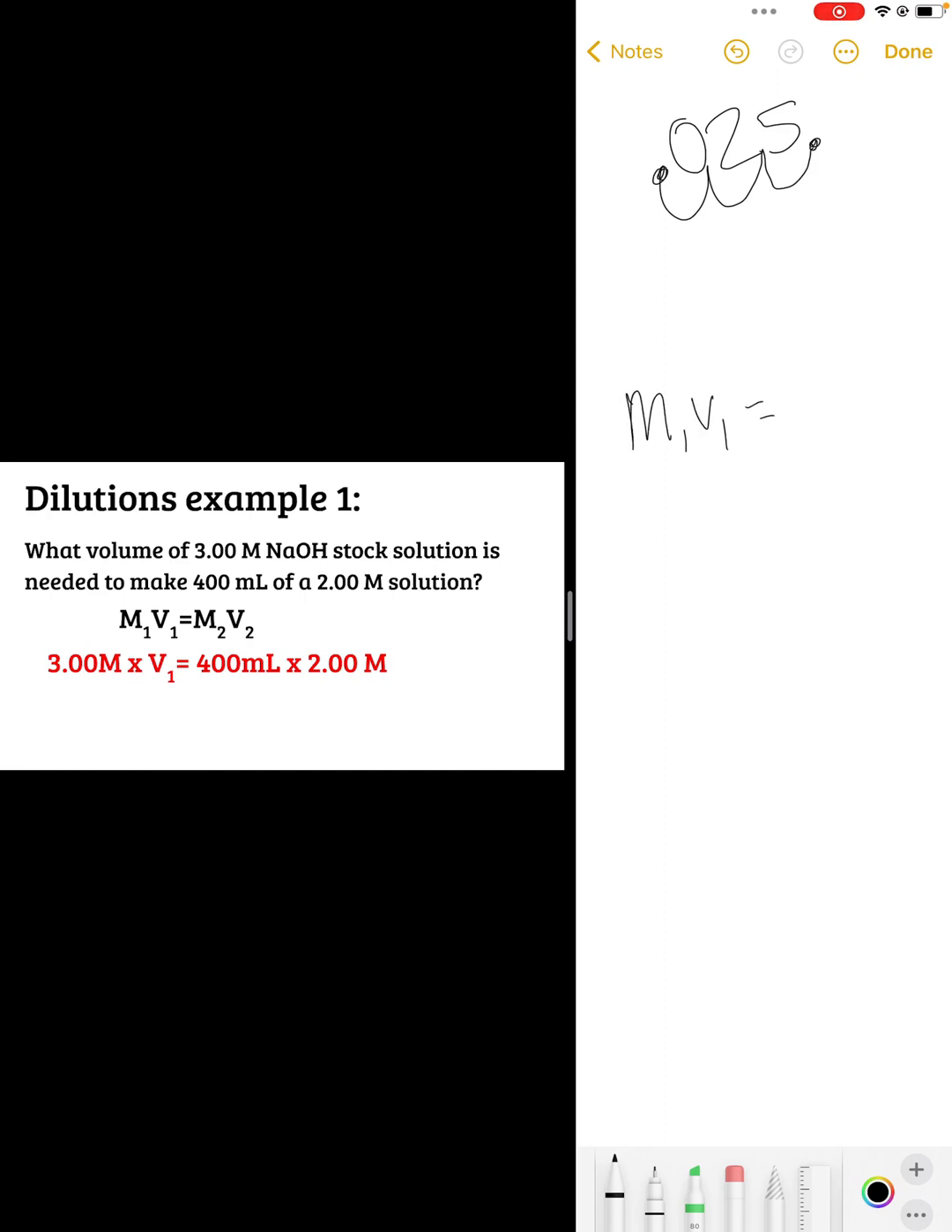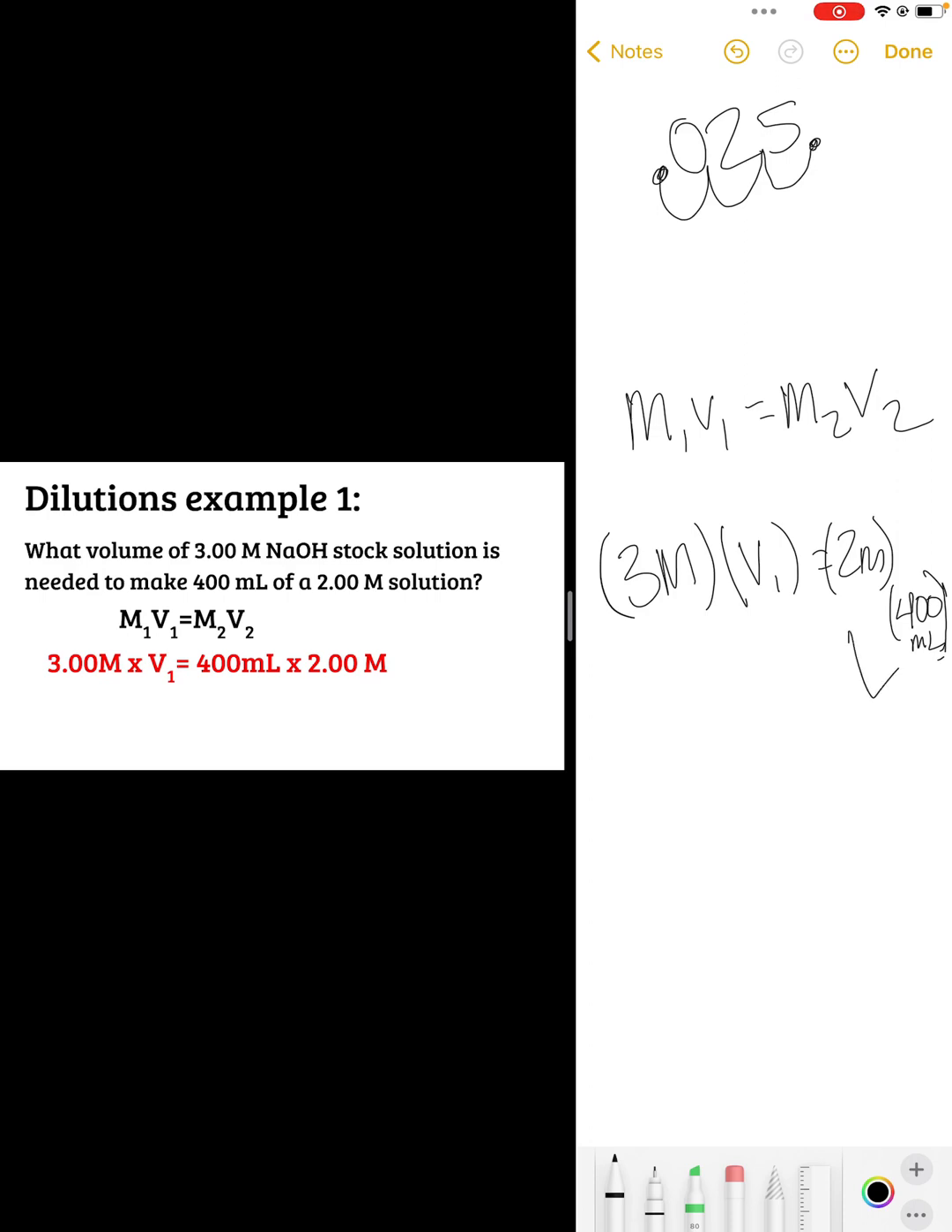It says, what volume of 3 molar NaOH stock solution is needed to make 400 milliliters of a 2 molar solution? So let's plug in what we know. Our first molarity is 3. I do not know what volume I need of that solution, but I know that I'm trying to make a 2 molar solution that has 400 milliliters. Again, that can be in liters or milliliters. It does not really matter. So I'm trying to figure out how much of that 3 molar solution I need to make this specific solution.